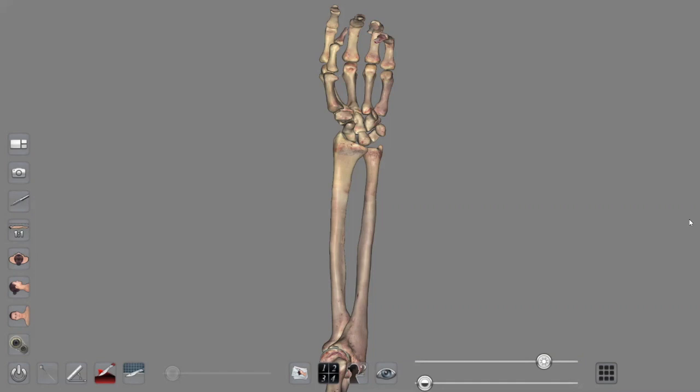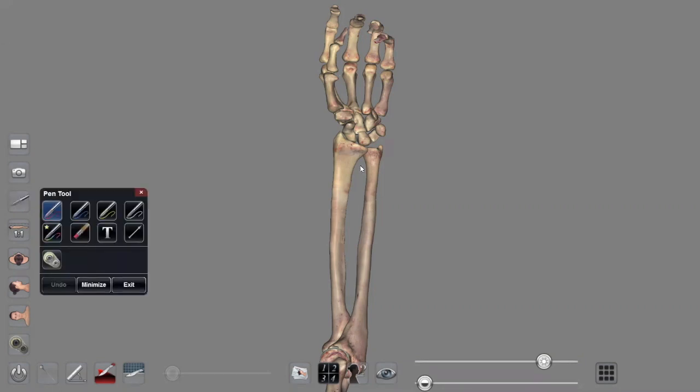The ulna, of course, is the medial most bone. Proximally, the shaft of the ulna is relatively thick, but as it tapers, it diminishes in its diameter. At its narrow distal end, we have a couple of bony landmarks. We have the rounded head of the ulna, and along the most medial aspect of the head of the ulna, we have a small projection, bony landmark here, which is the ulnar styloid process.